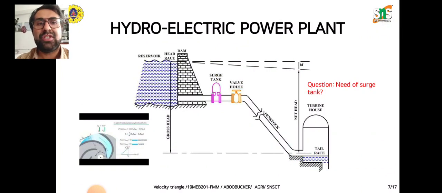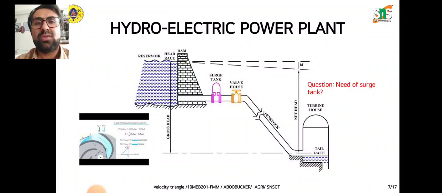So here I have generally put up a layout of a hydroelectric power plant for your perusal. You can see there a reservoir, which is basically a dam constructed across a water body. You have a head race. Based on the head, we have given the various turbine classifications, and you have a surge tank, you have a valve house to open or close the flow of the water, you have a penstock, and you have a tail race, and you have a turbine house through which the head and discharge are calculated, and electricity is generated.